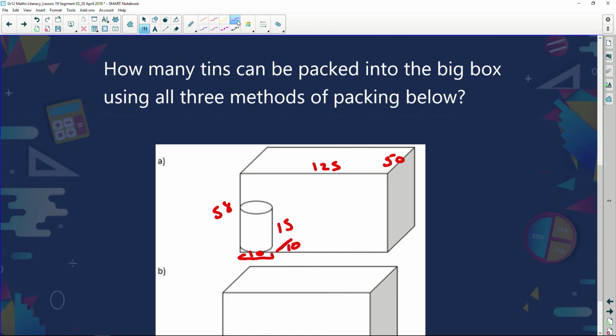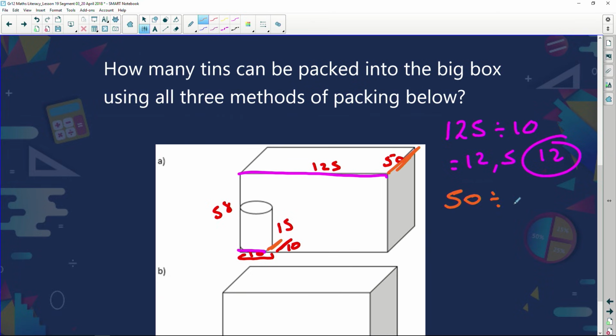Okay, so let's try and do this. Again, we're going to use different colors because it helps us understand things. I've got 125 and I've got 10. So I have 125, I want to divide that by 10. I'm going to get 12,5, which means I can fit 12 cans lengthways. Now, when I look at my width, again, different color, I've got a width of 50 and a width of 10. So I divide 50 by 10, and I get an answer of 5. 5 will fit in perfectly. I don't need bubble wrap in there.